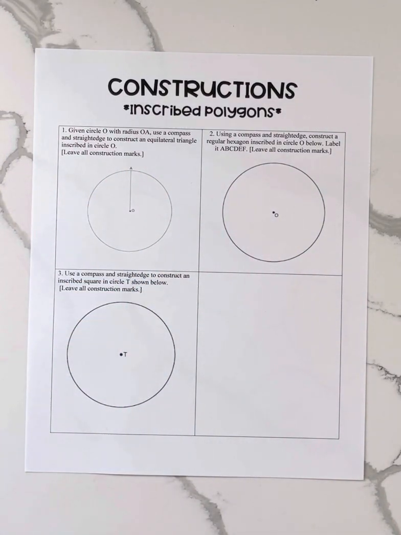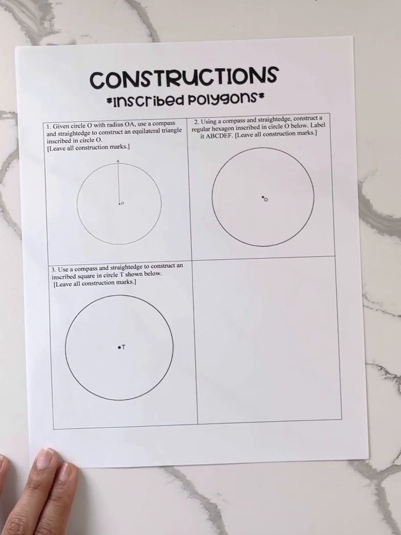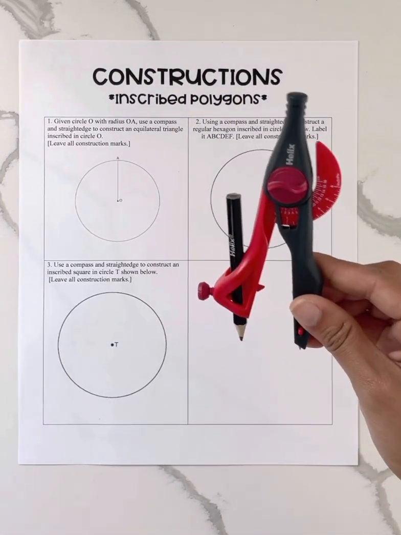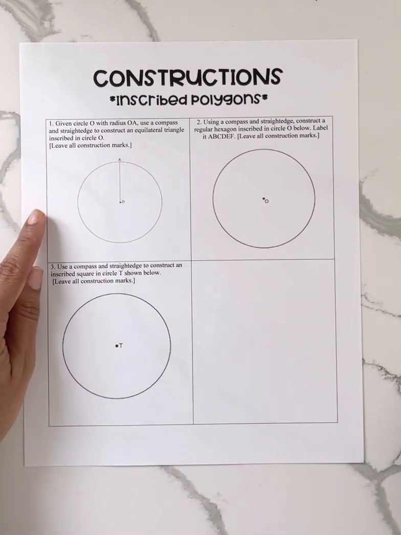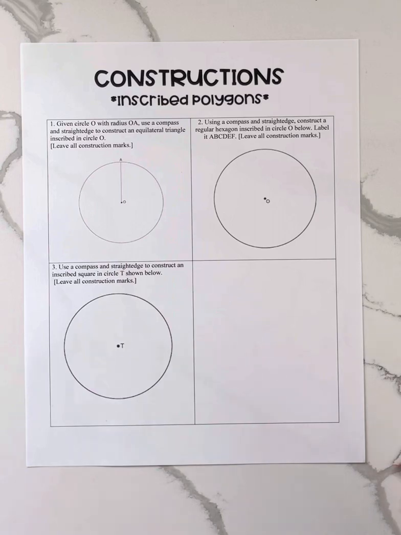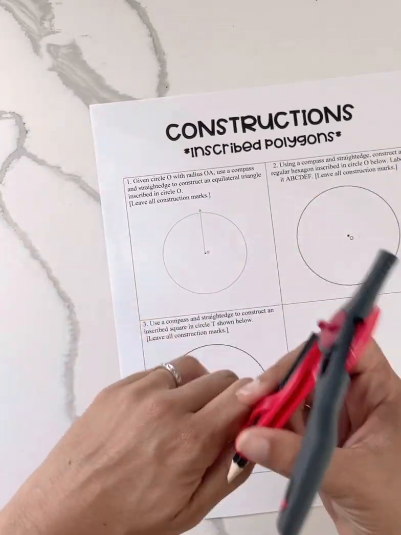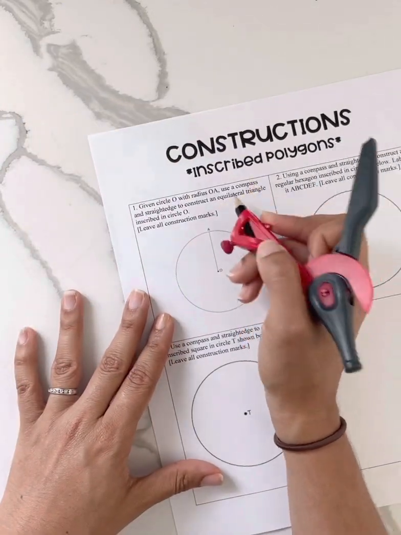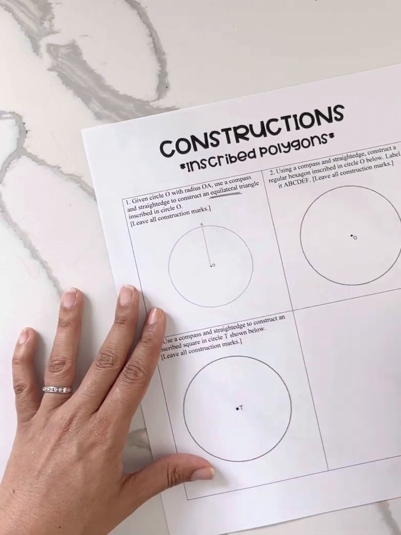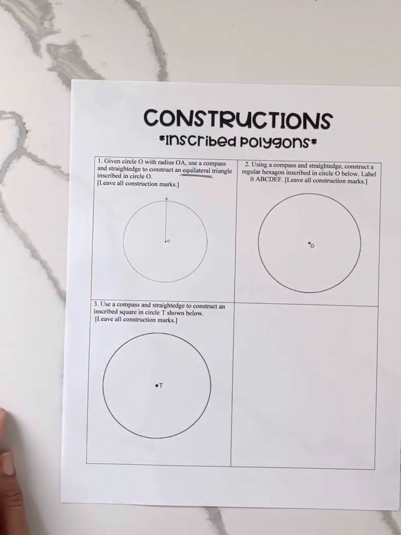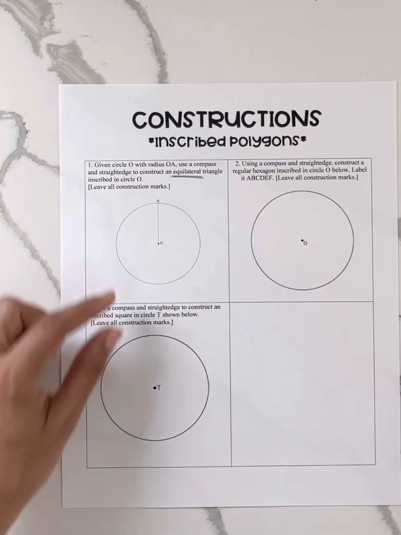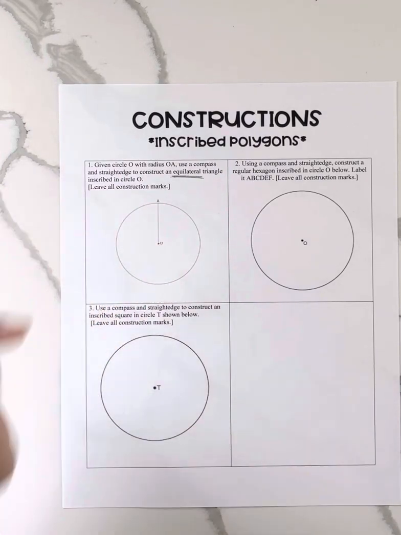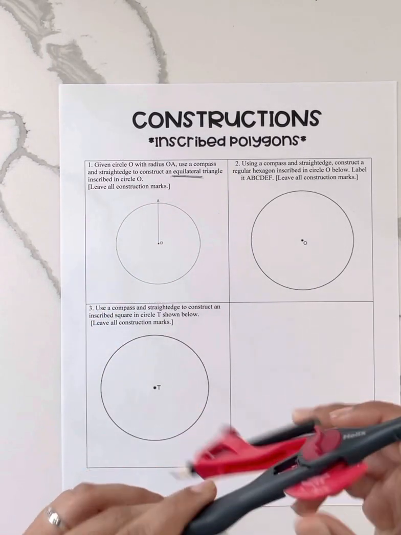So what we're going to do is learn how to construct these types of shapes inside of a circle using our compass, and we need a straight edge or a ruler. The first question I have here is asking us to construct an equilateral triangle. Equilateral means that all the sides are the same length and all the angles are the same measure, which would be 60 degrees. To create this triangle inscribed in our circle, notice that we're given O to A as the radius of the circle. That's like a head start for us.